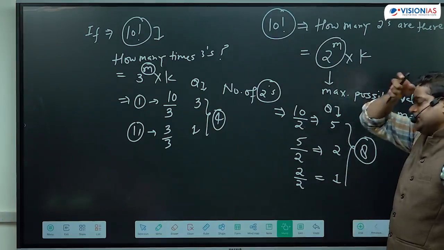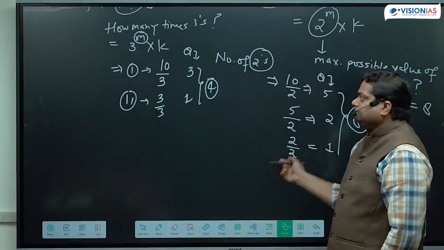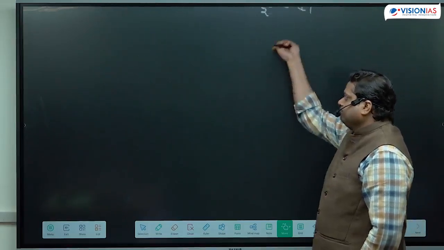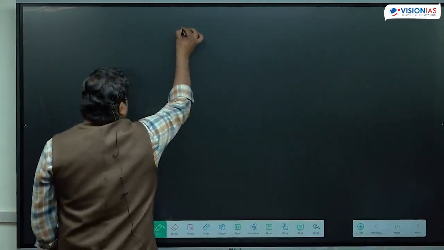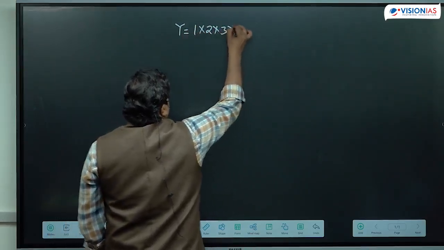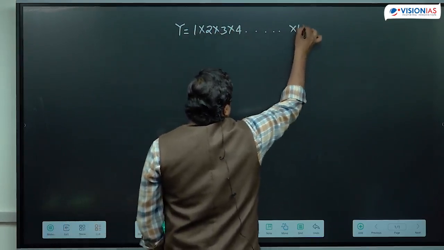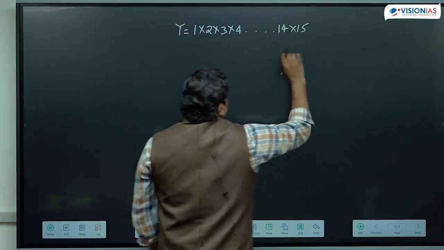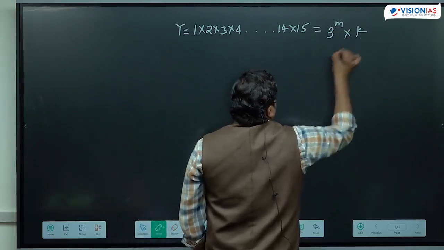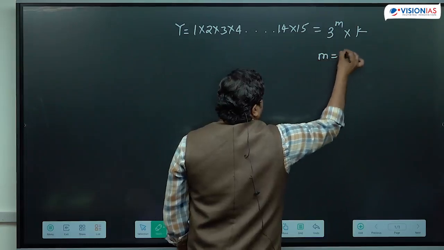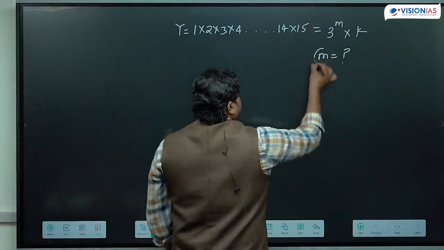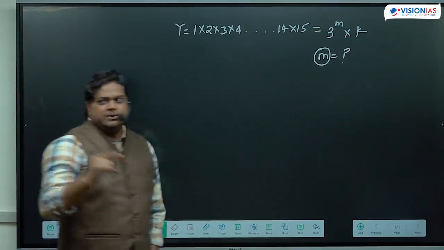One question was asked this way कि y is equal to 1 into 2 into 3 into 4, this way till 14 into 15. This is equal to 3 के पावर m into k. What can be the maximum possible value for m? So basically it is asked how many times 3 has come.